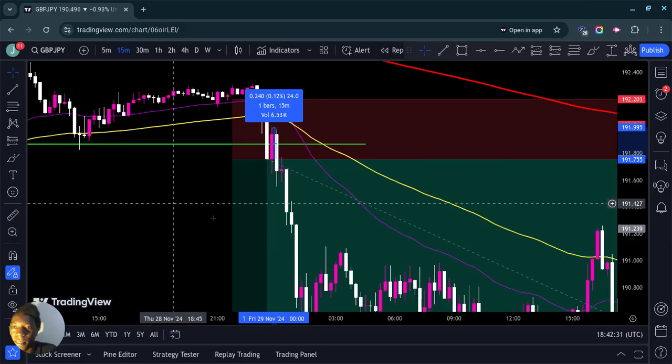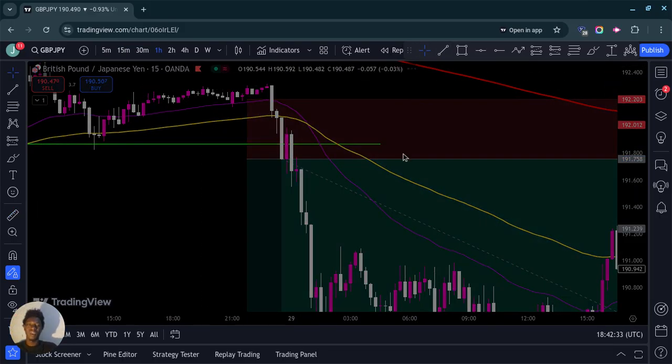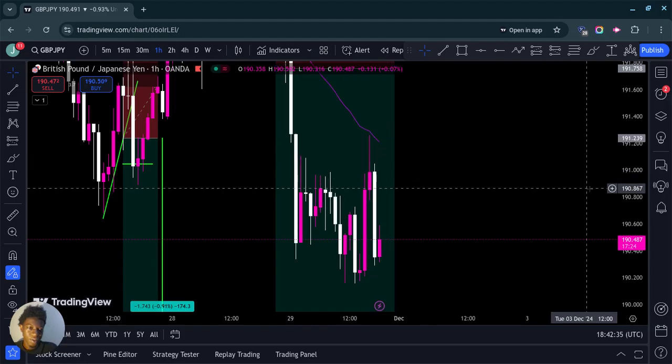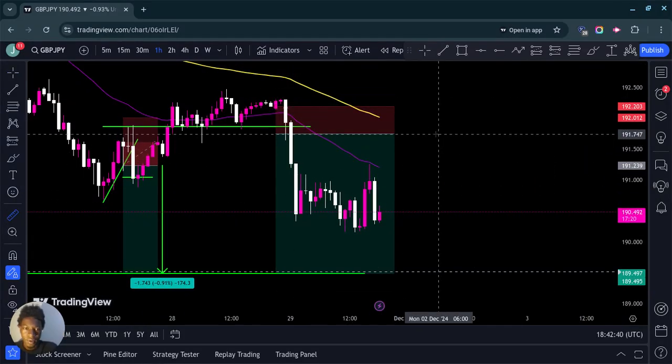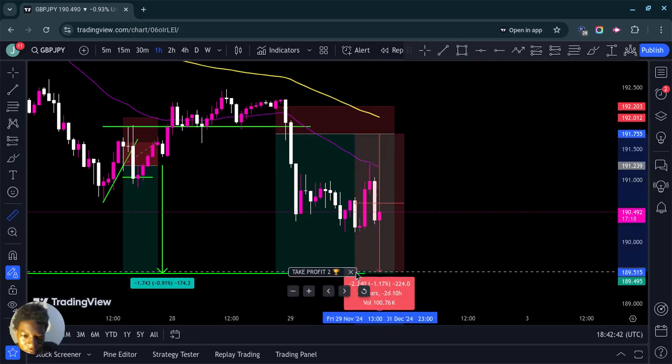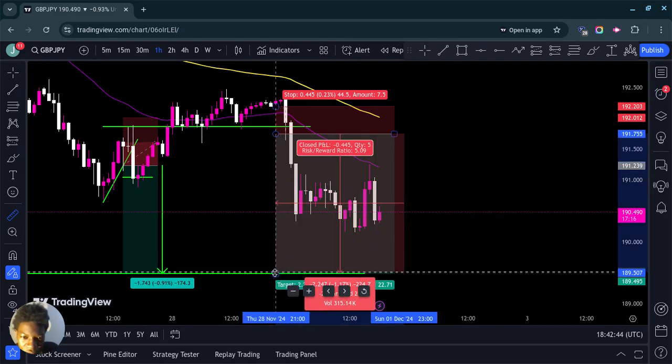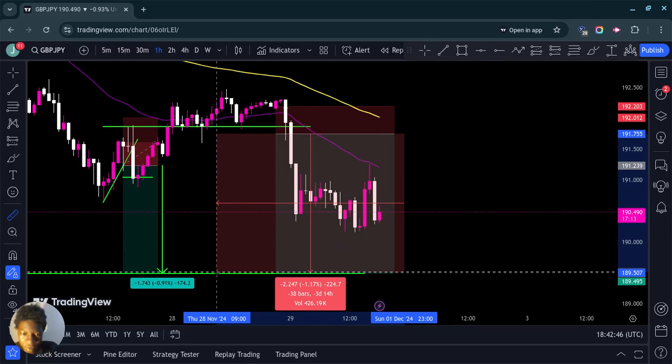$2 only. So with $2 you would have turned it into like $20, because from my entry point all the way down here, that's about, bro, 224 pips. So basically you'd have made around $22.4, I think. That's actually a lot. Risk is $2, and profit is $22. That's something nice.